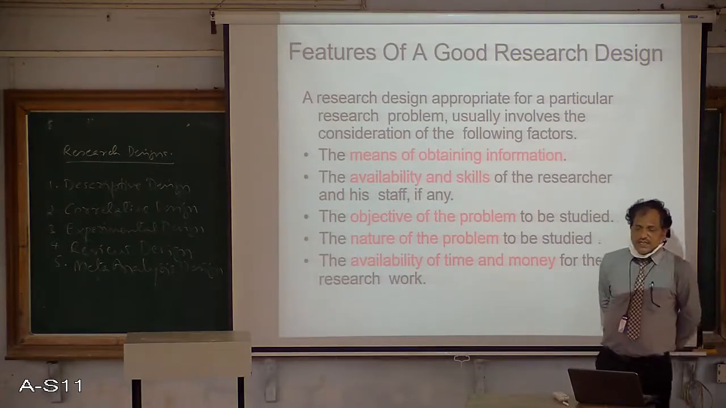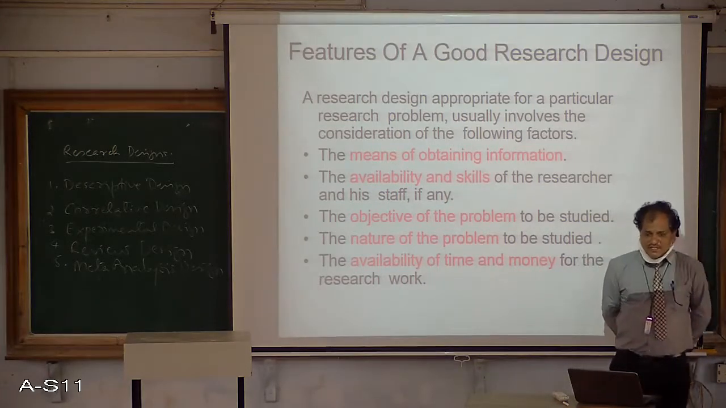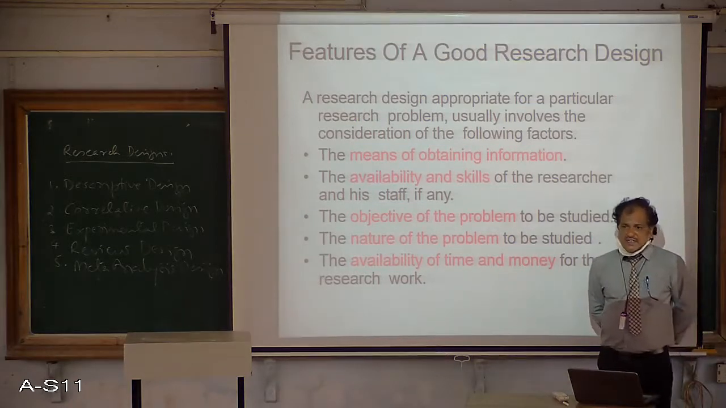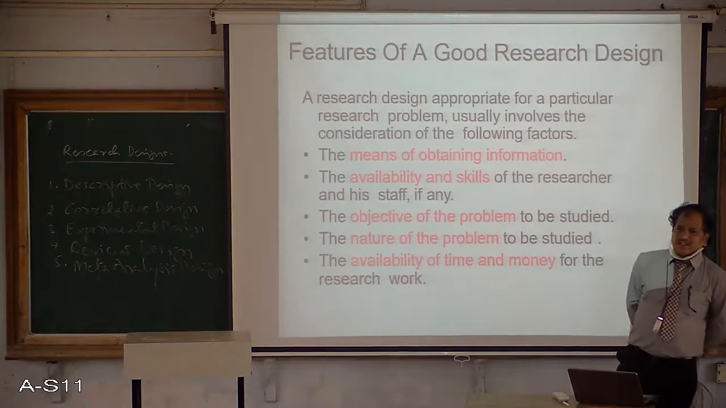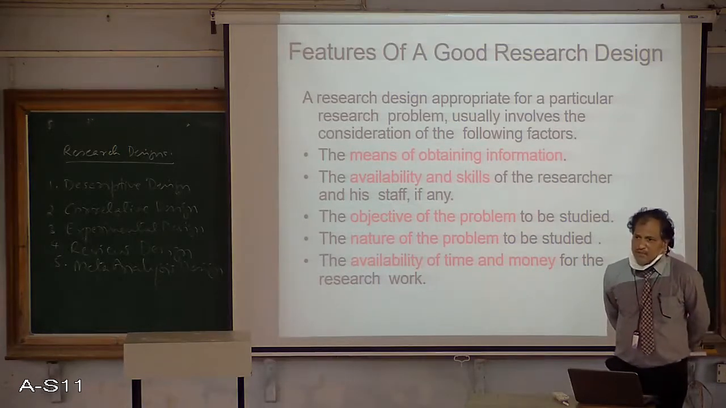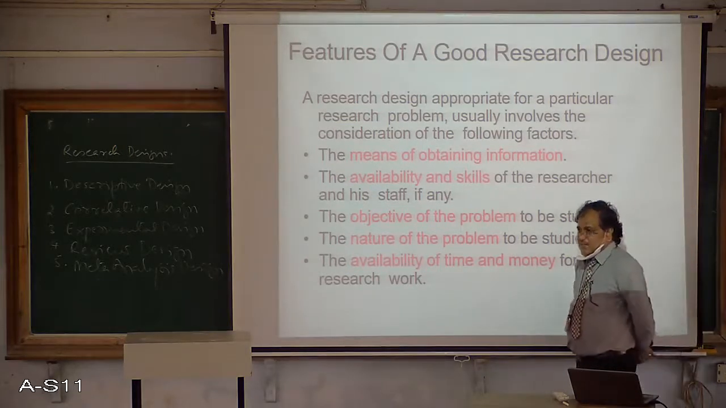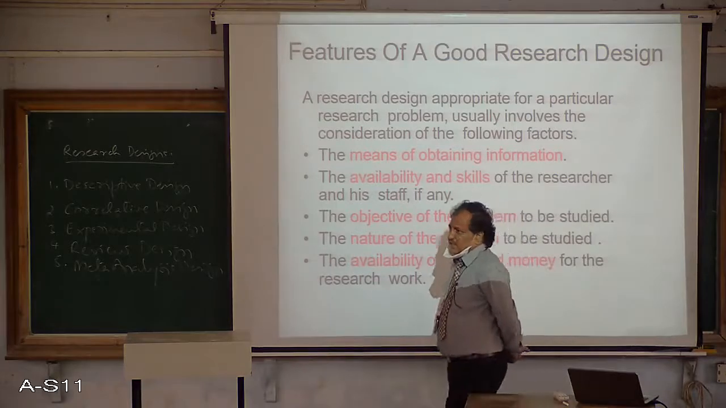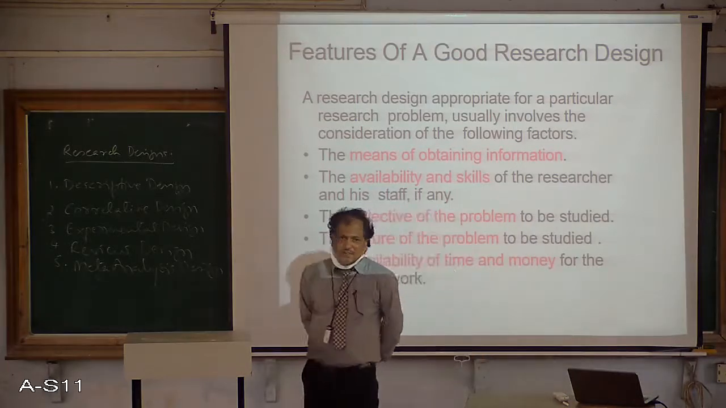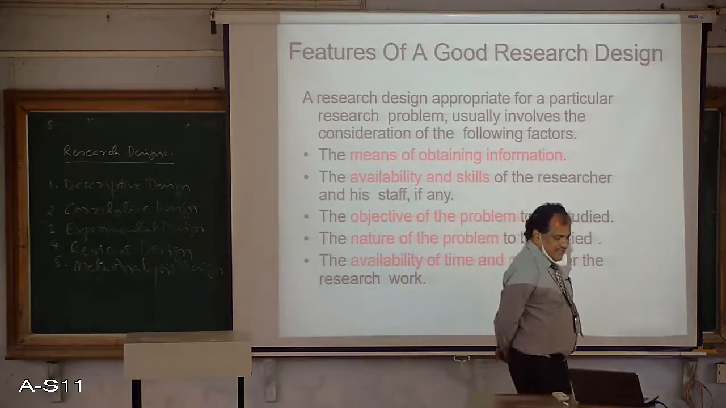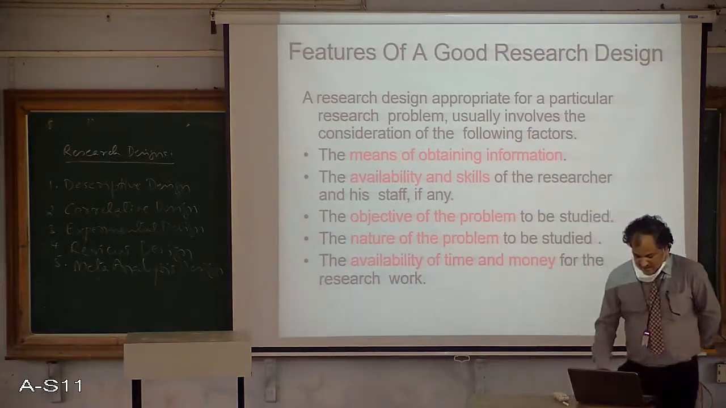The first one is means of information. The second one is the availability and skills of the researcher and his team. The third one is the objective of the given problem. The fourth one is the nature of the problem. And the fifth one is the feasibility analysis. That is, with the given time and money or the budget, whether we will be able to complete this research design or not.